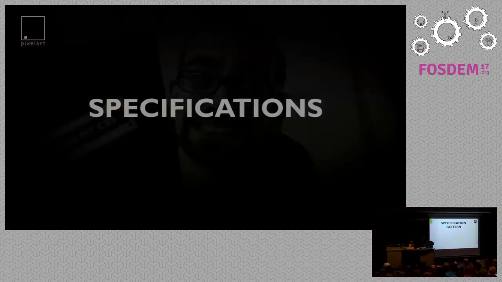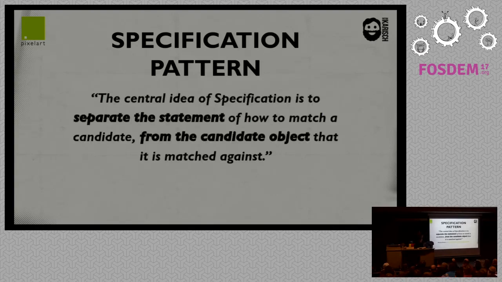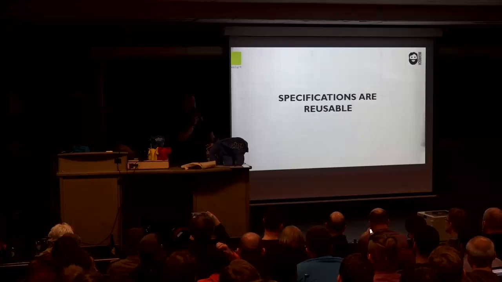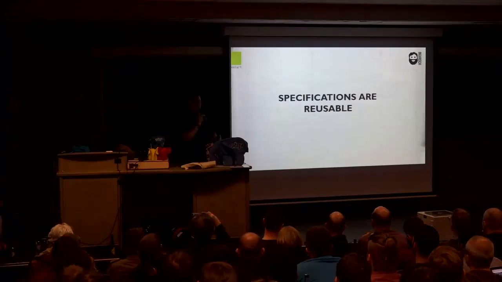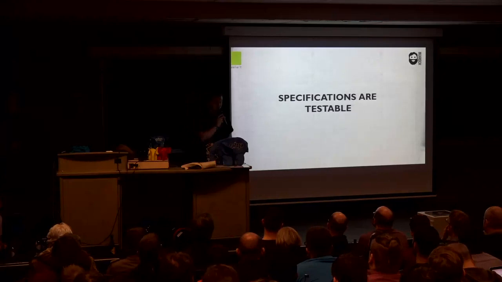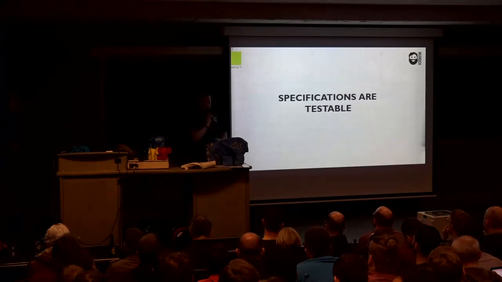It's more commonly called the specification pattern. And again, the central idea of a specification is to separate the statement from the candidate object. It's still the same definition. That's the essence of a specification. So you separate your search methods from the candidate object, from the unicorn. Specifications are composable. You can combine them like you have done before in the repository. But specifications should be reusable, so you can reuse them, as we will see later. And the important point is that specifications should be testable. Such big repositories with 25 methods are not really testable.